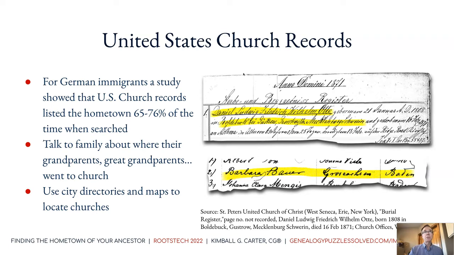So if you have German ancestors, you definitely want to seek out these U.S. church records. Talk to family about where their grandparents, great-grandparents went to church, so you can figure out where the church records might be housed. Use city directories and maps to locate churches. So look at period maps and city directories. Oftentimes these churches just went through some name changes and still survive, and their records often survive.